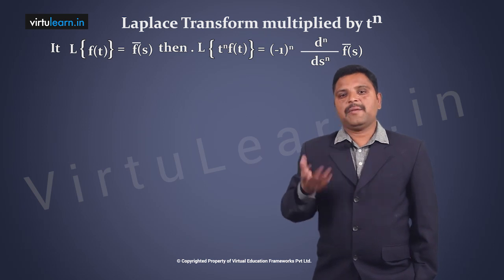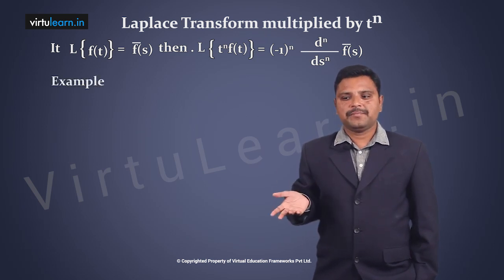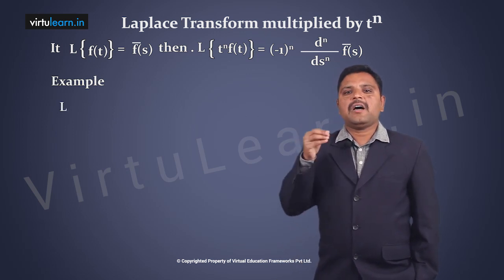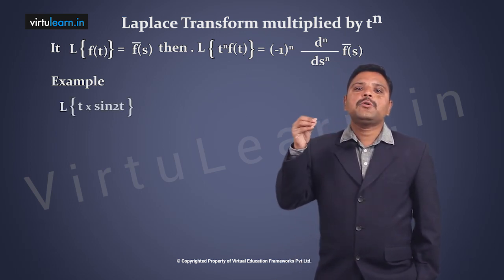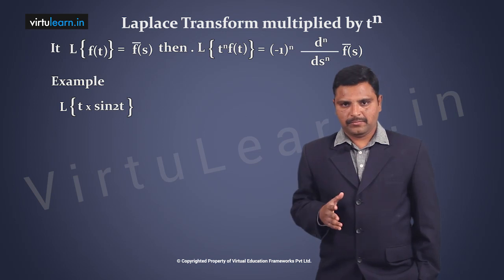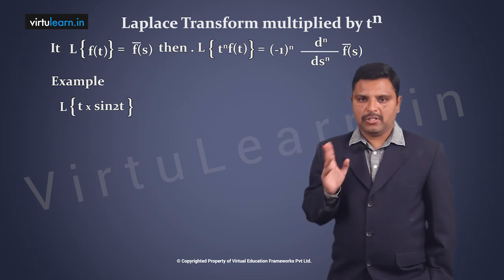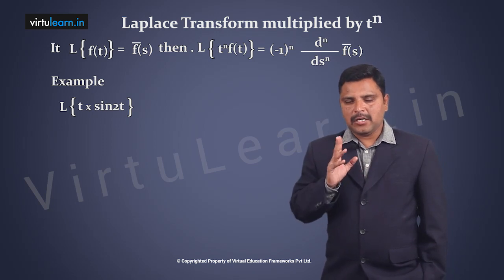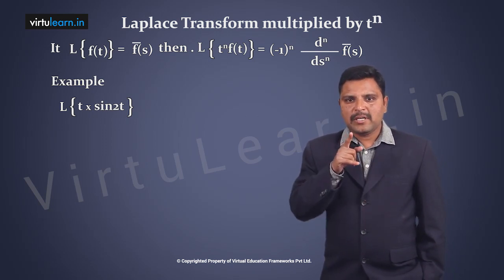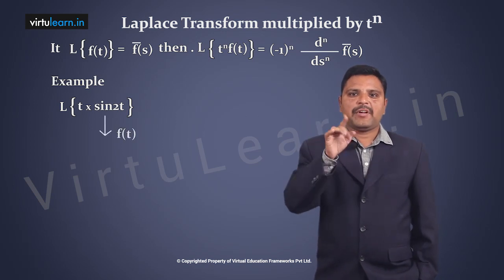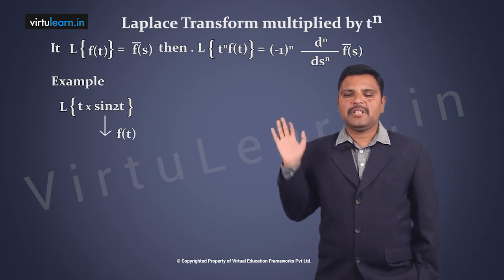Then let me explain one example. Suppose the Laplace transform of t into sine 2t. I have taken this example. Observe this one. Then how should I solve this problem? Immediately you have to understand it is in the form of t power n into f of t. F of t is sine 2t, and t power n equals t power 1 here. Meaning t into sine 2t.